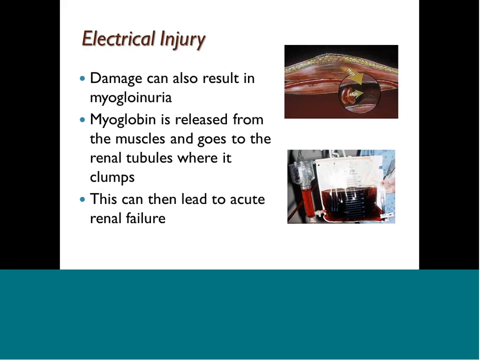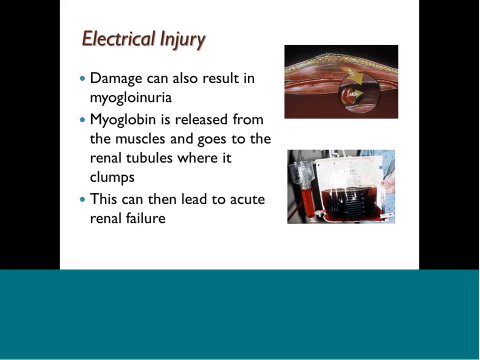Damage also can result in release of red blood cells from your tissues and the muscles. As the electricity goes through the body, red blood cells are released. And these go right to the kidneys and they can clump up where the renal tubules are. It's myoglobin that's released from the muscles, and you have a state called myoglobinuria. And that can lead to acute renal failure.